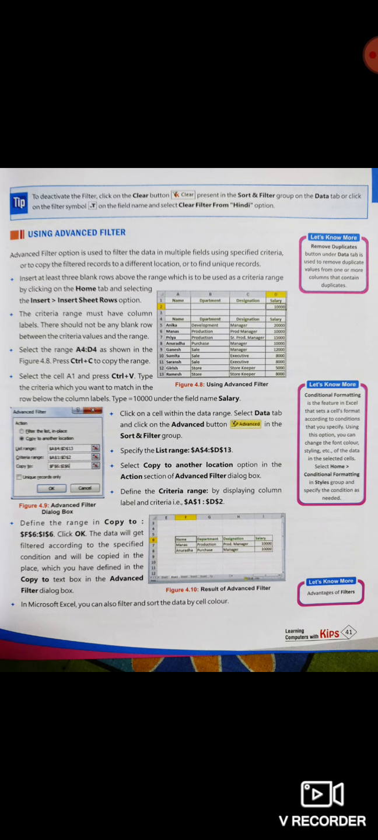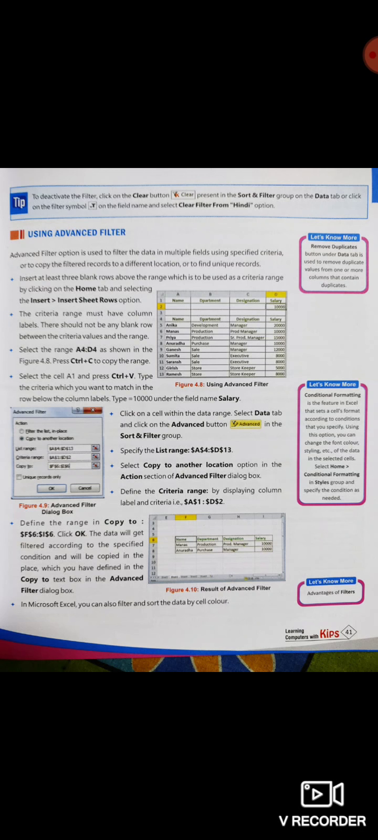Now you have to click on a cell within the data range. Next you have to select the Data tab and click on the Advanced button in the Sort and Filter group. Then you have to specify the list range $A$4:$D$13, using absolute cell references. So this is cell referencing, which you have already learnt in your previous class.